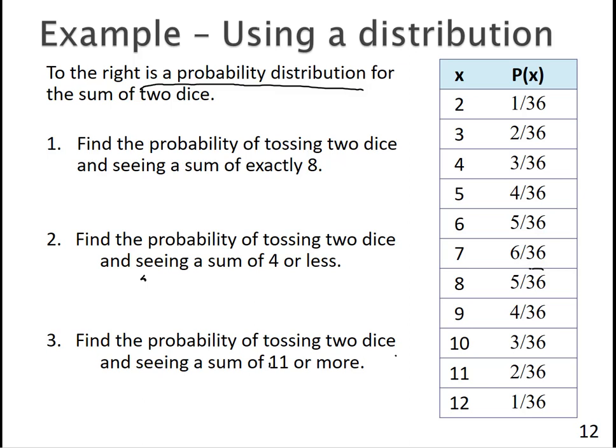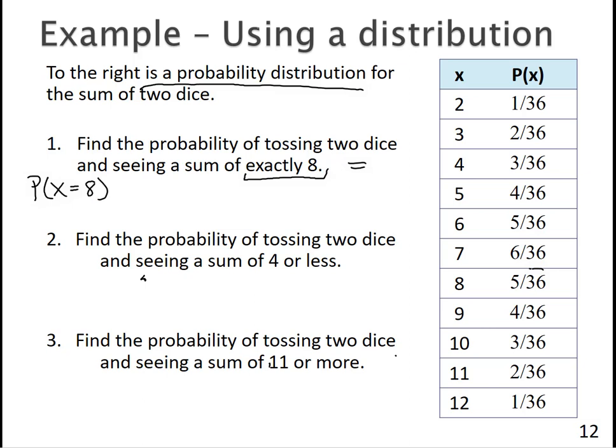The first is to find the probability of tossing two dice and seeing a sum of exactly 8. So I'm going to look at the wording, exactly 8, and think about what that really means as far as an equality or inequality goes. When I see the word exactly, that means I'm looking for one value. I want x to be exactly 8, so I want x to equal 8. That's going to be equality. So I'm looking for the probability that x equals 8, and I'm going to write it P of x equal to 8.